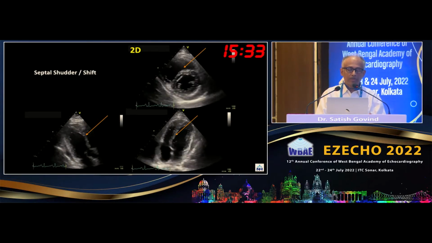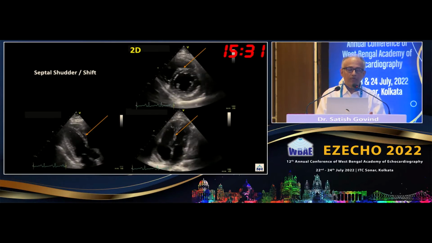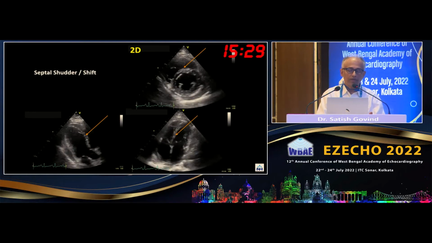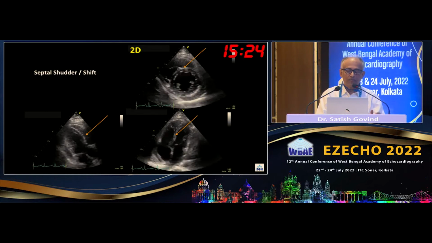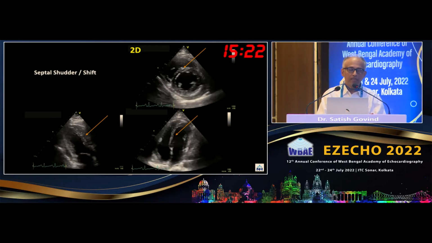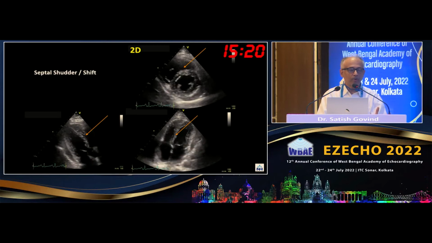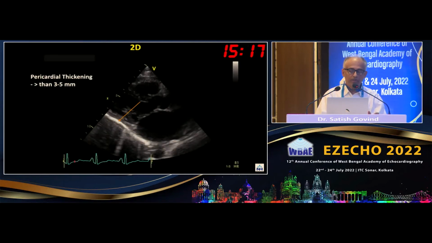This is a picture of how one can even look at it from the 2D. So this is the septal shudder and also the septal shift. If you look at it closely, not enough beats, but you can still make out there is some amount of shift that is happening. So just a quick look at this and you know that you're spot on with constriction.